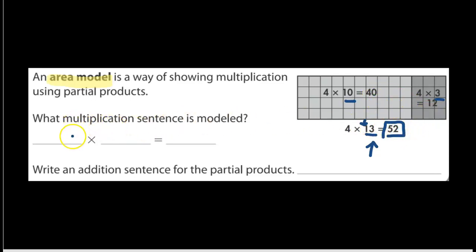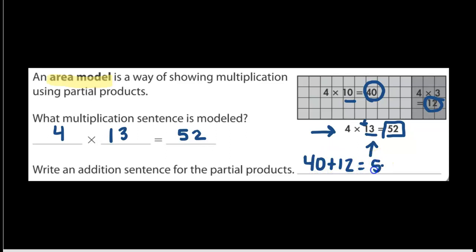So when it asks us what is the multiplication sentence that is modeled, it's already written for us. It's right there. Okay, it's 4 times 13 equals 52. And then it says write an addition sentence for the partial products. Well, our addition comes in with our partial products. This is one partial product, and this is the other partial product. So we know that 40 plus 12 equals 52.